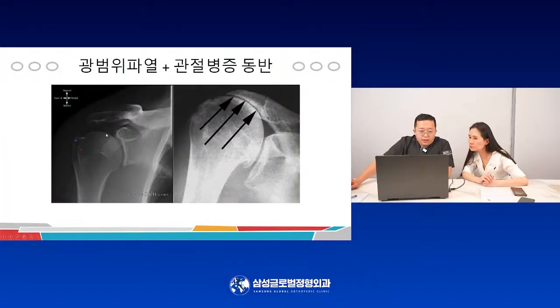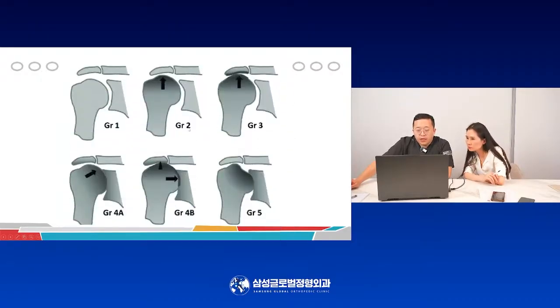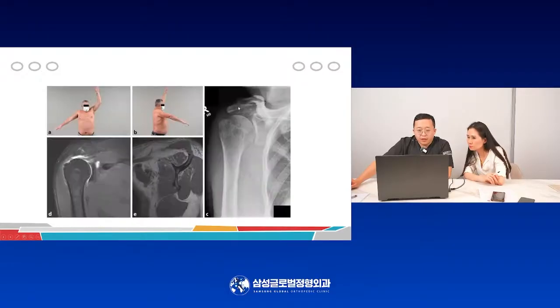As we see, the left side looks normal, but after a massive tear, the humeral head moves upward like that. So we call that an arthritic change. With that, the acromion and the glenohumeral joint change in a degenerated way. So we divide it like that: arthritic problem after the massive tears.